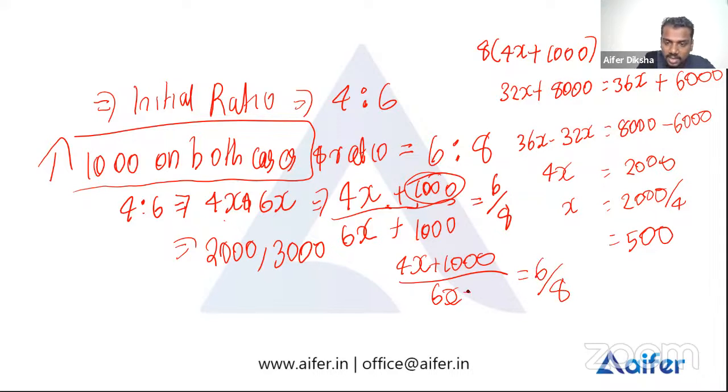Here we are not adding 1,000 to the second because, as per the question, the increase is only in the first case. Sometimes they say that in the first case there is an increase of 1,000 and in the second case there is a decrease of 1,000. So we'll write 4x plus 1,000 by 6x minus 1,000 is equal to 6 by 8, and solve it that way. This is the basic way you can answer most of the ratio and proportion questions asked in mathematical reasoning.